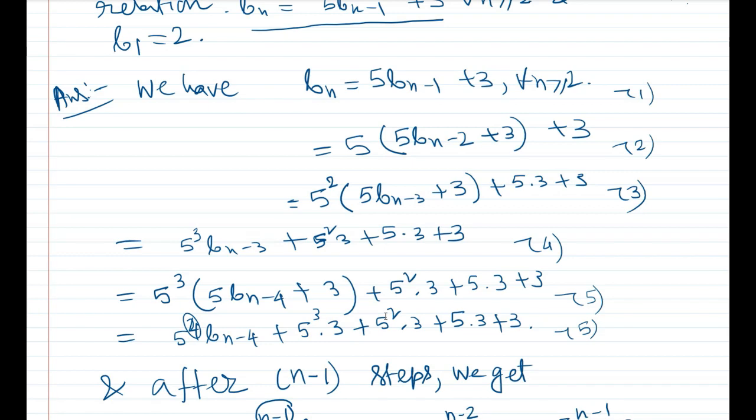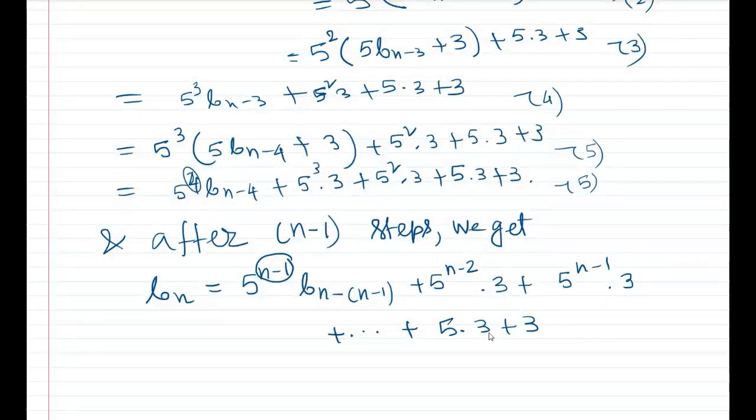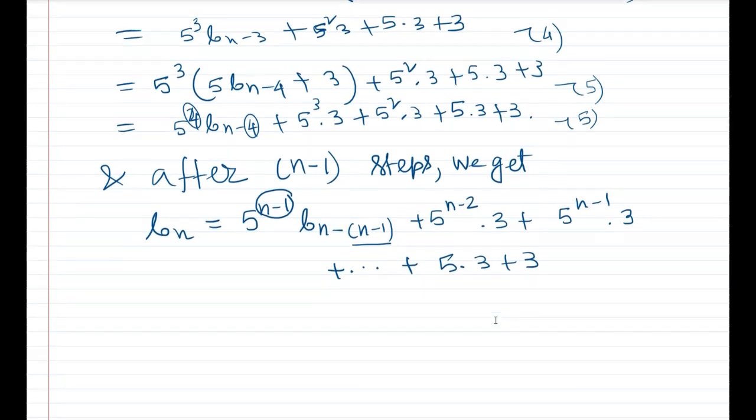So after n minus 1 steps, the coefficient of bn is 5 to the power n minus 1, and you can easily observe that this quantity is nothing but the number of steps minus 1. So here we can write n minus 1, and the rest of the powers are observed in a similar way. So bn is equal to this.